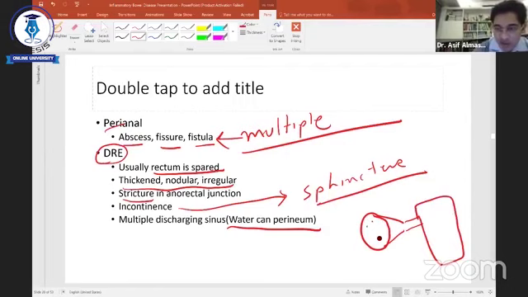So in the water can, if this is the thing you're holding, usually a water can has multiple openings over here. Similarly, in the perineum, there will be multiple discharging sinuses, which resembles a water can perineum.